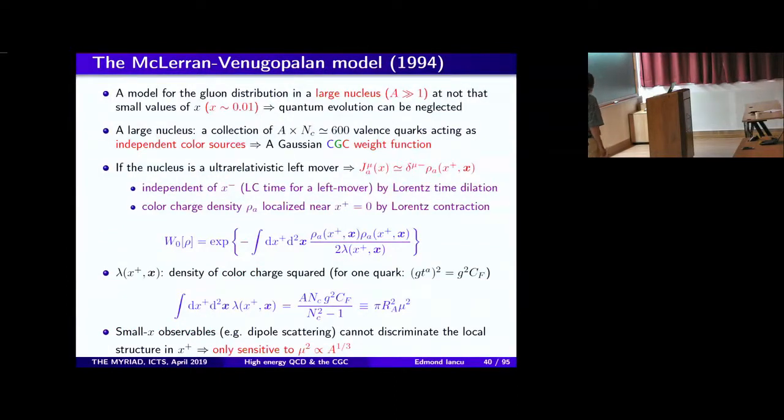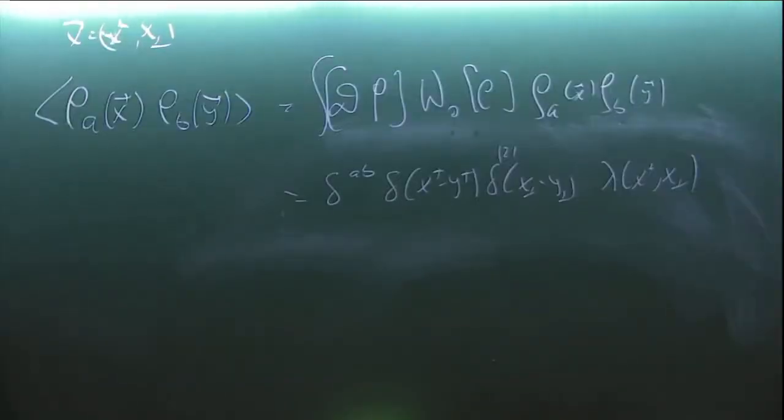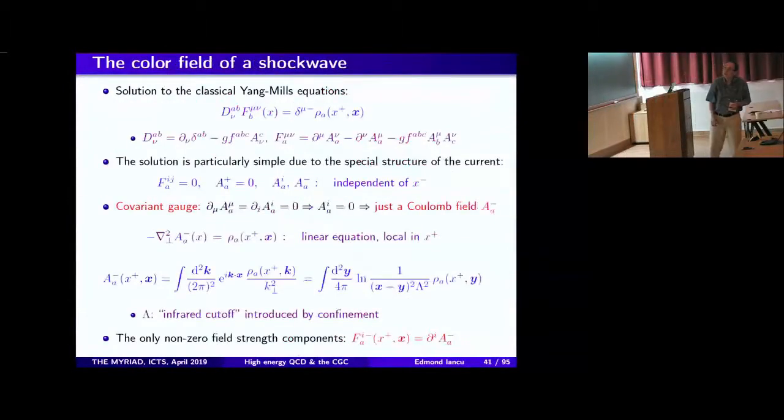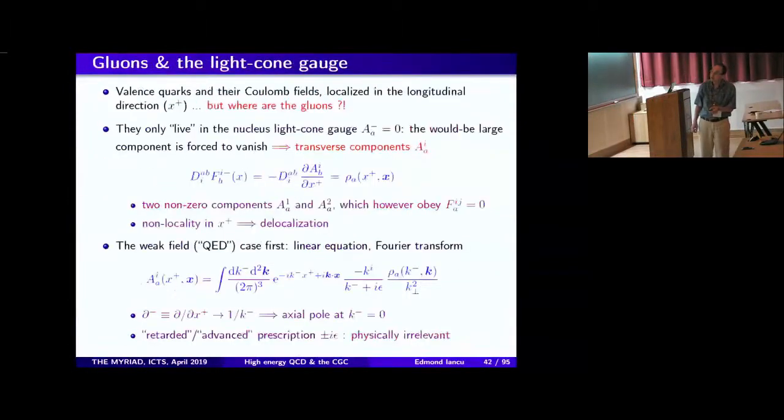There's no correlation between them. But of course, each charge has its own color, and that's a color charge squared. Each quark has a charge g squared C_F. If I look at a single quark, its color charge squared, I know it. But if I look at two different charges and try to compute the correlator between these two quarks, I get zero because they're uncorrelated. They're independent. Okay. So now I know the color charge.